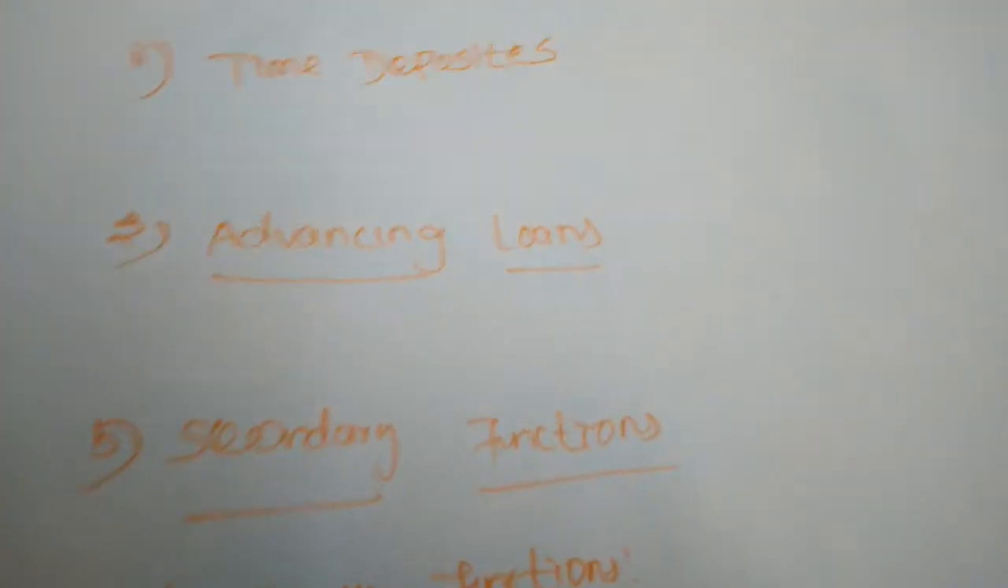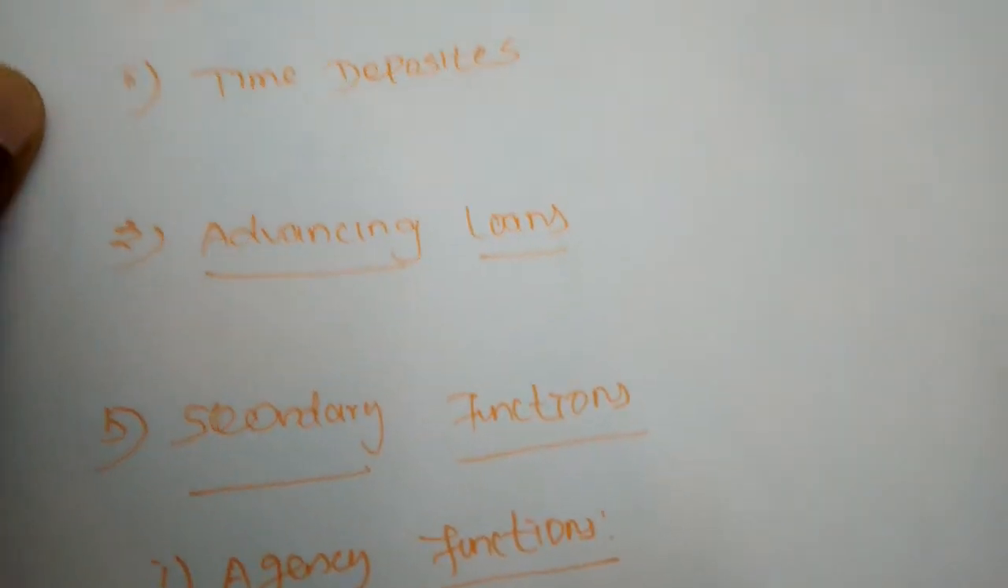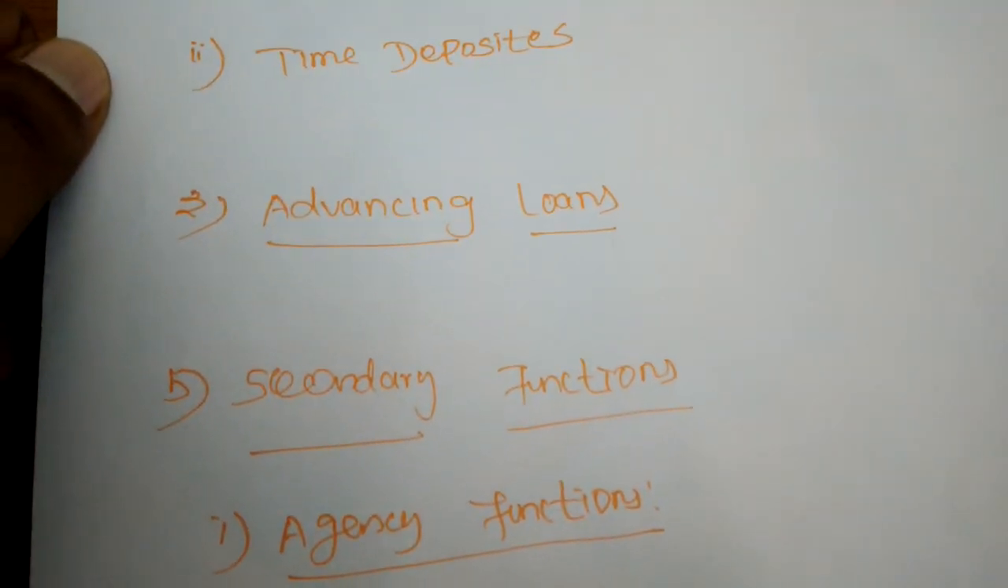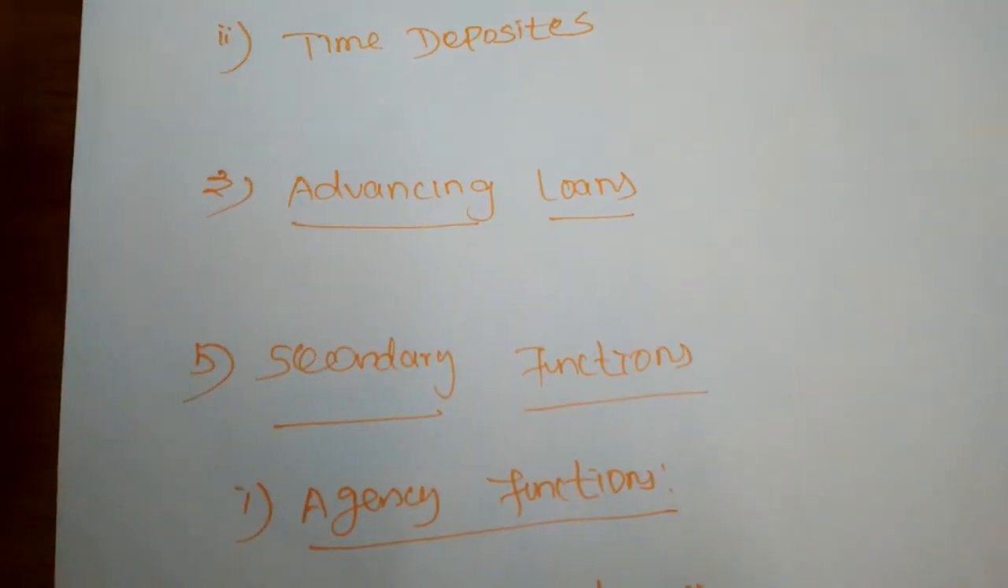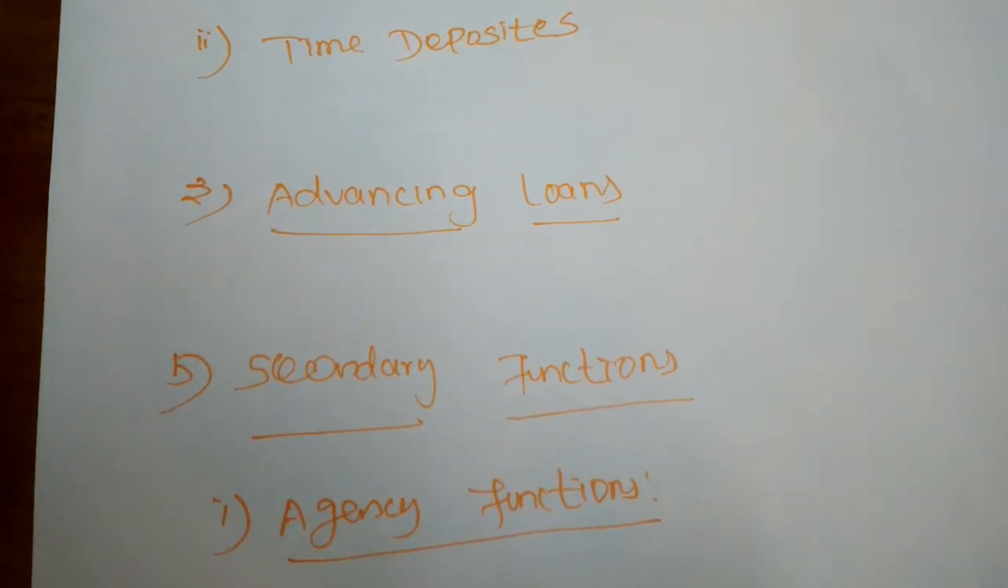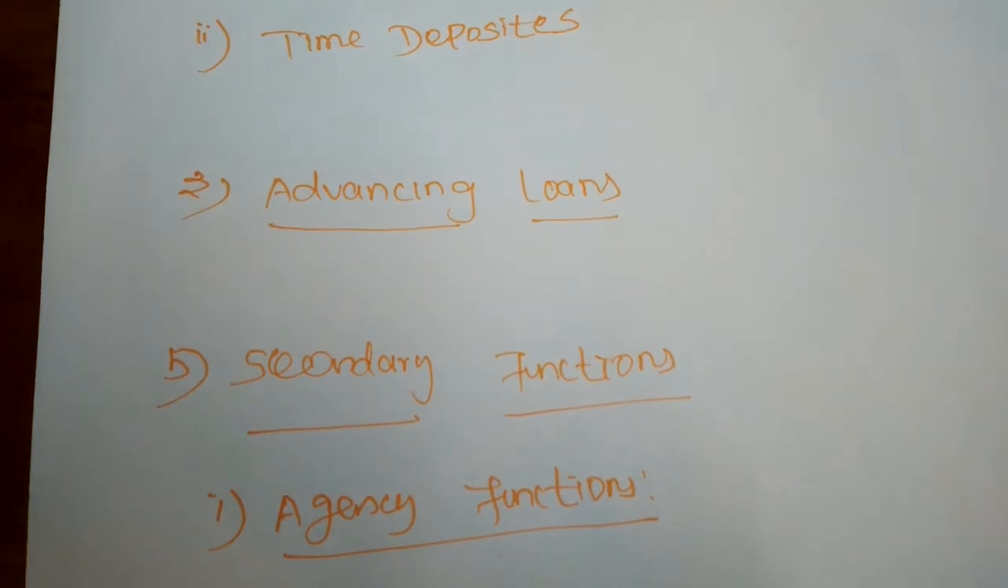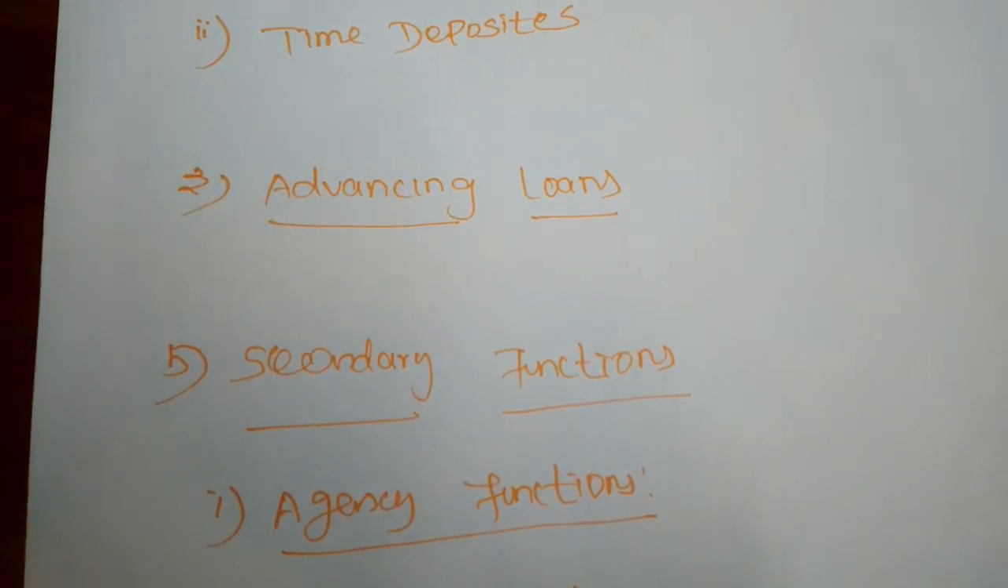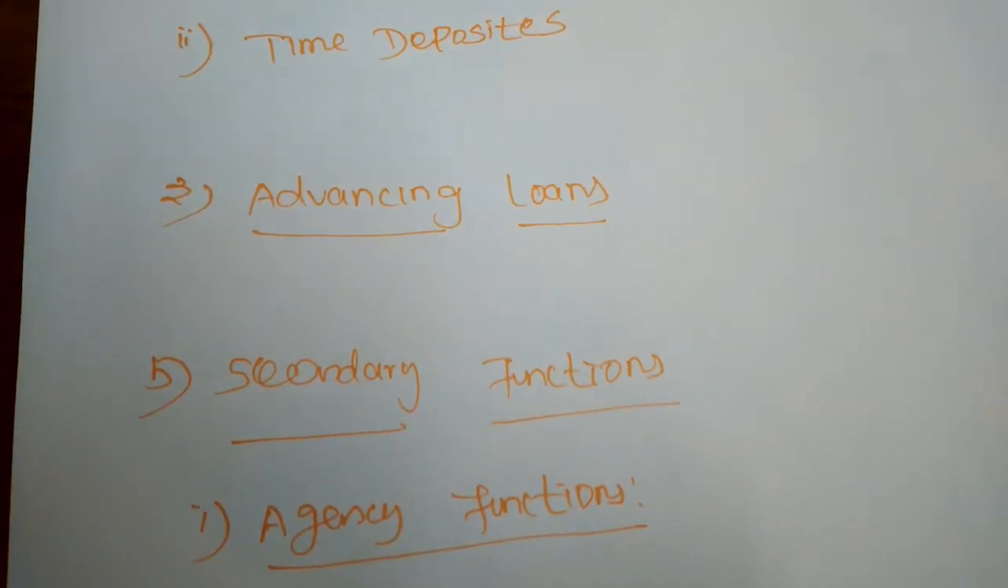Next, the next function of commercial banks is advancing loans. It refers to granting loans to individuals and businesses. Commercial banks grant loans in the form of overdraft, cash credit, and discounting bills of exchange.